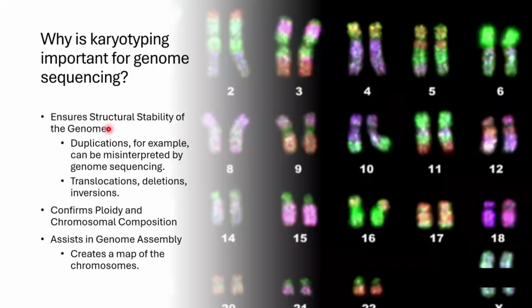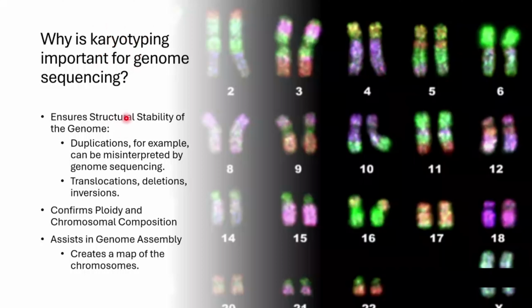Imagine you have a genome that you're trying to sequence de novo. So that means you don't know anything about it. So the idea about karyotyping is that you will figure out its chromosomal setup so that then you can make sure that you are sequencing the right thing. Why is it important?